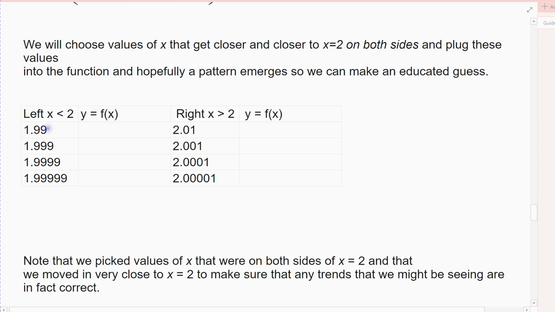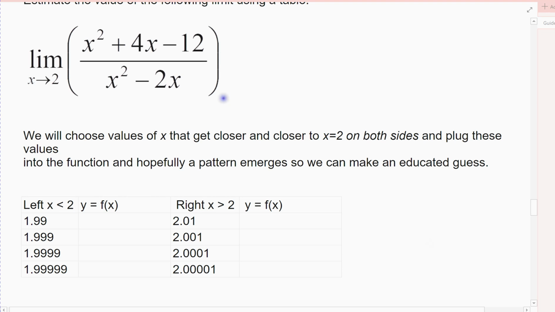So 1.99, 1.999, they're all smaller than 2. And you'll notice this means approaching because I'm putting a 9 at the end. I'm getting a little bit closer to 2. Every time I add a 9 to the end, I get a little bit closer to 2. I don't actually ever get to 2, but I definitely get closer to 2. And so what we want to figure out is how this function is behaving.